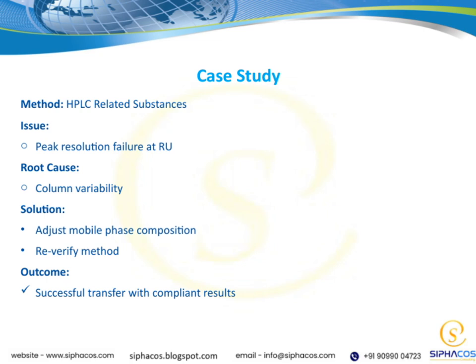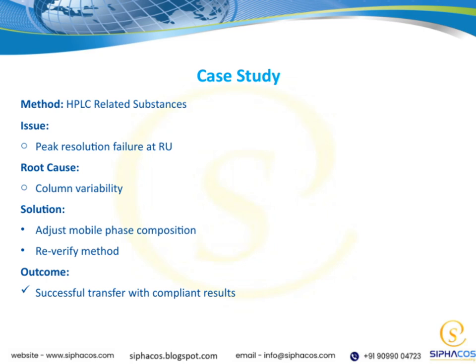The root cause turned out to be variability in the chromatography column itself. Variability can stem from many factors, such as column age, manufacturing differences, or even improper handling, and it can significantly impact the separation quality. Our solution was to adjust the mobile phase composition, which is a common and effective way to improve peak resolution. By fine-tuning the solvent ratios, we aim to enhance the separation of the related substances.